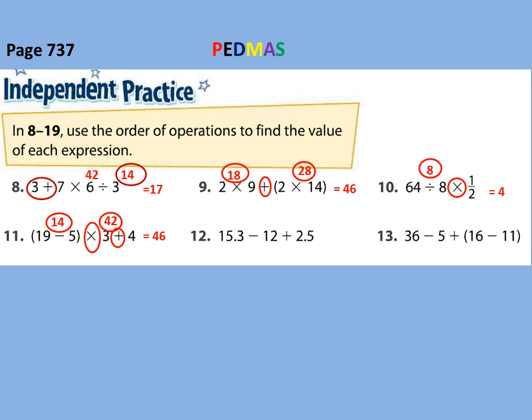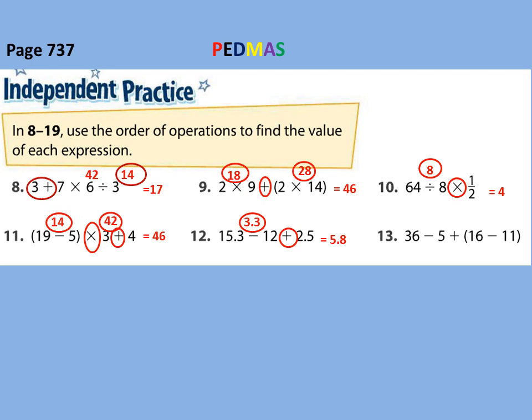Have you finished? Yes? Okay. Now check your answer with me. We have subtraction and addition, and the first operation is subtraction, so we must subtract 15.3, or 15 and 3/10, minus 12. What's 15.3 minus 12? It's 3.3. Yes, 3 and 3/10. The last operation is adding 3.3 plus 2.5. Add the ones with the ones and the tenths with the tenths. So the answer is 5.8. The final answer is 5.8.